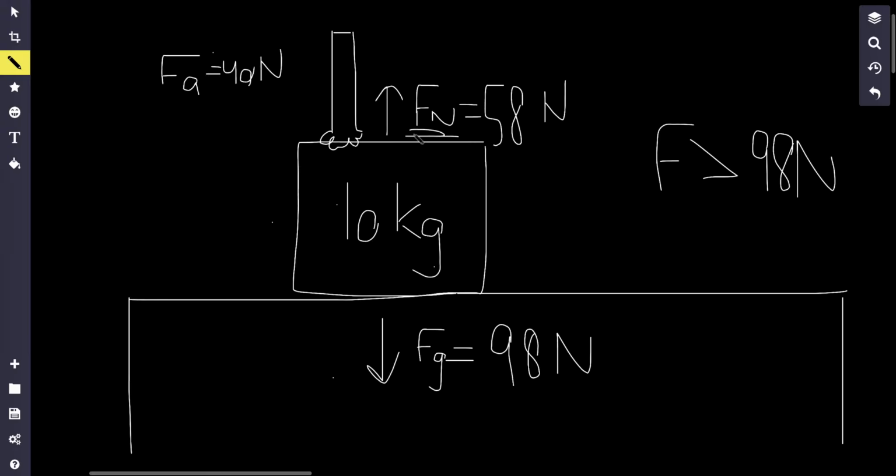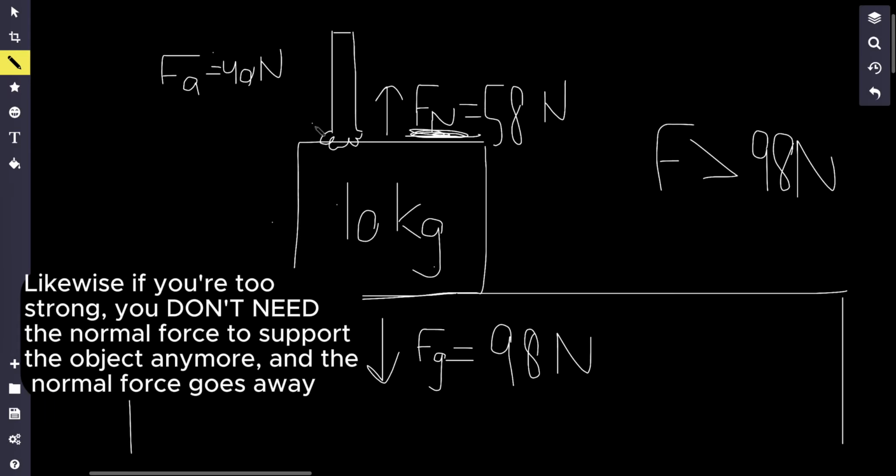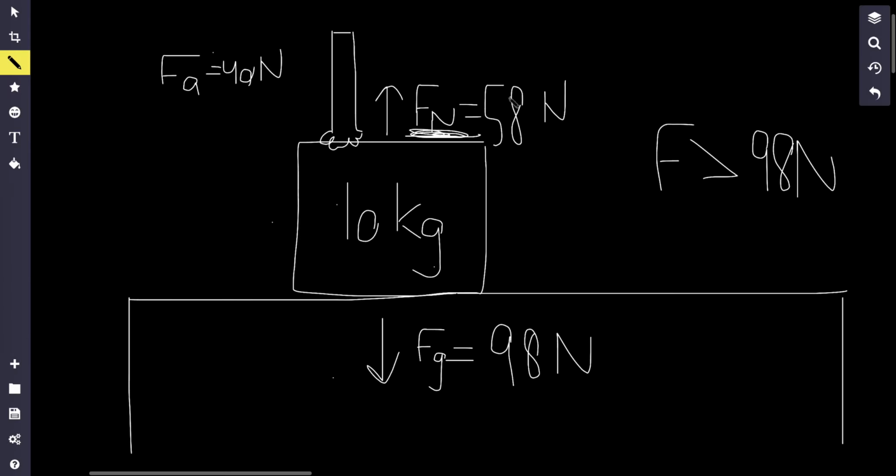However, the thing about the normal force is that if you're not strong enough to lift the box, it's going to sort of adapt. Because if you apply a force to try and lift up the box, the sum of the forces still has to be equal to 0, right? In order for the object to continue staying at rest.